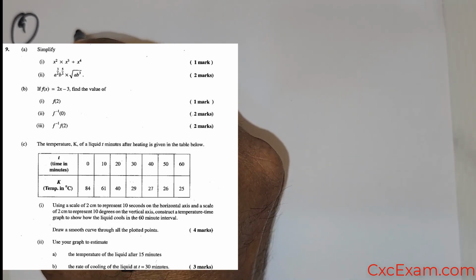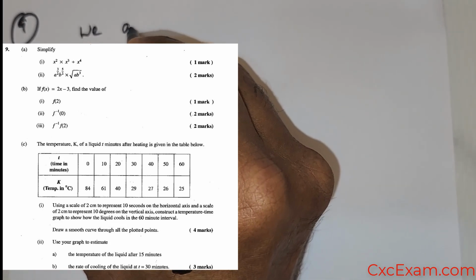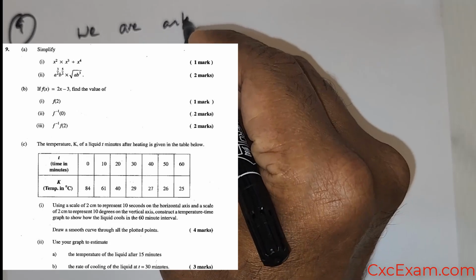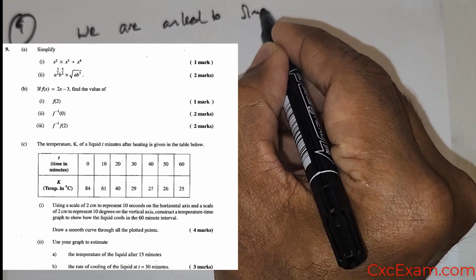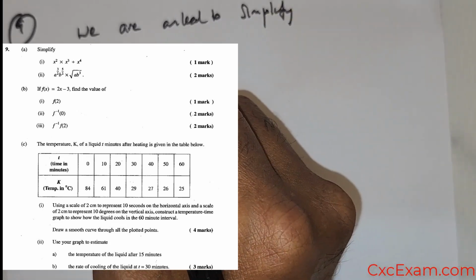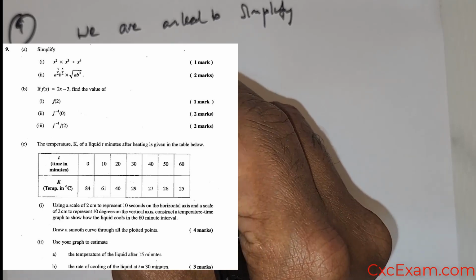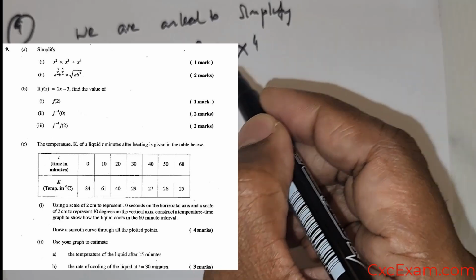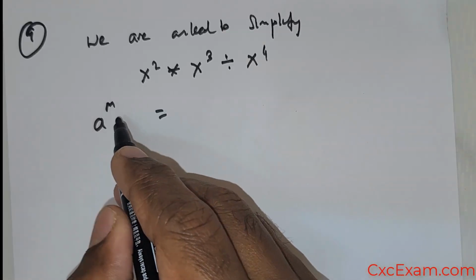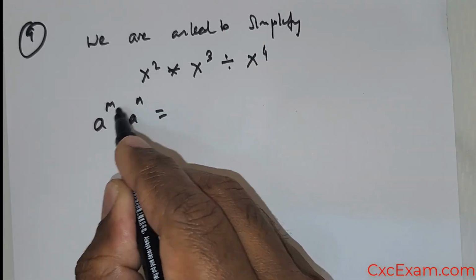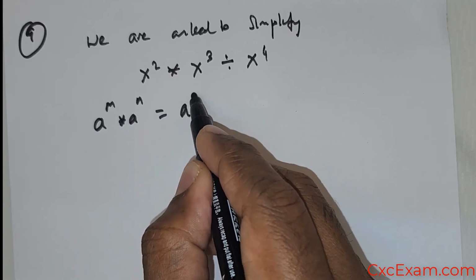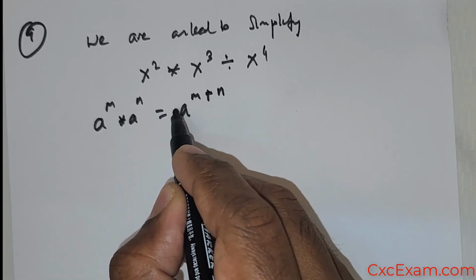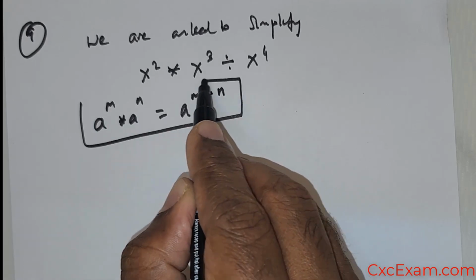Suppose this is question number 9. We are asked to simplify x squared multiplied with x raised to the power of 3 divided by x raised to the power of 4. Now a raised to the power of m multiplied with a raised to the power of n is rewritten as a raised to the power of m plus n.